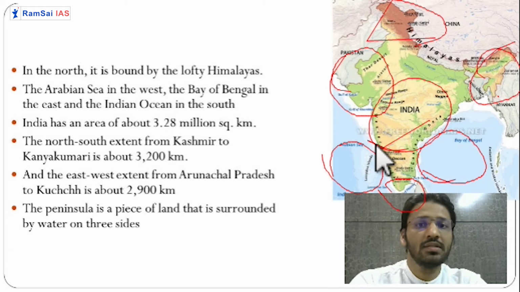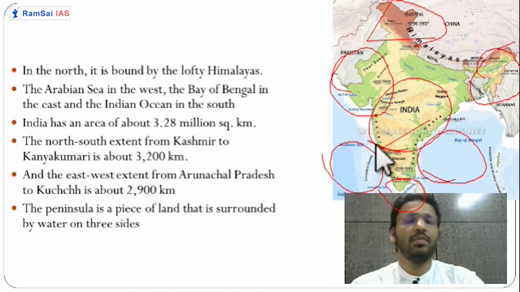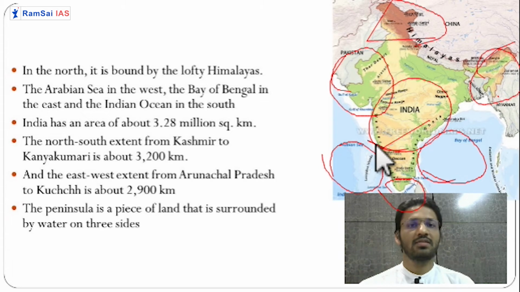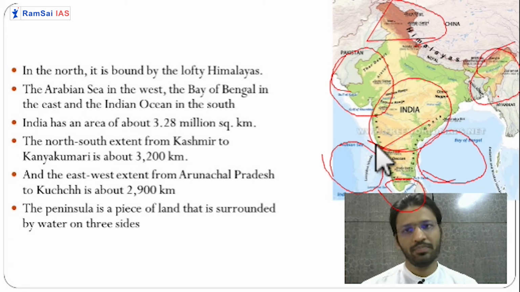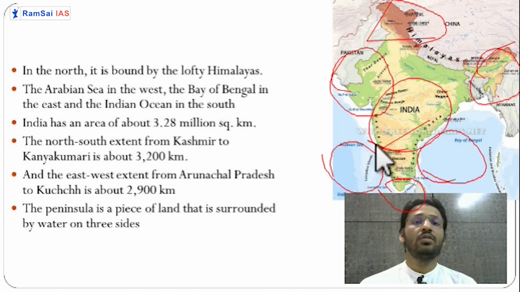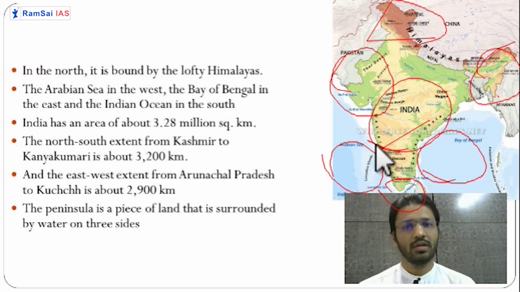You should always remember this figure because it is important while talking about India's frontiers, India's coastline, India's farming, and India's soils. Many references you can give by using this figure of 3.28 million square kilometers, which is the overall area of India. Then the north, south and east, west limits or extensions are very, very important.